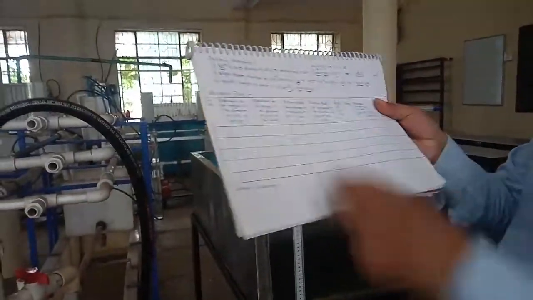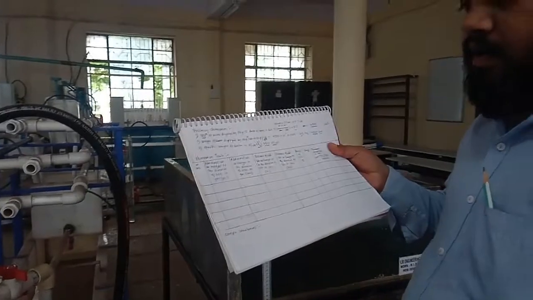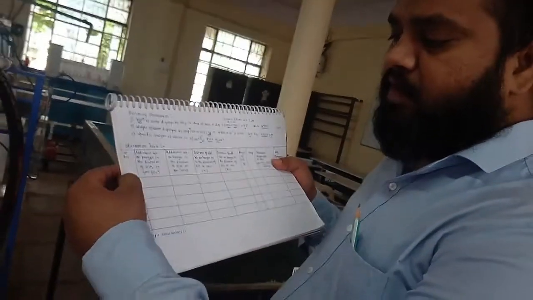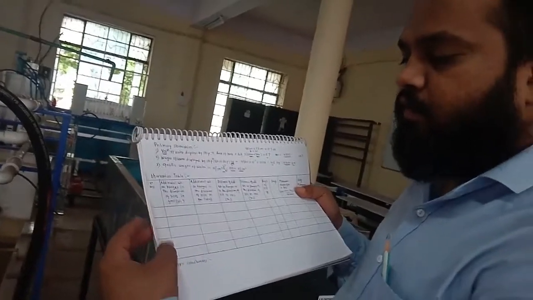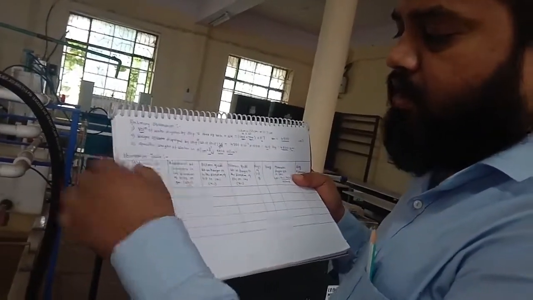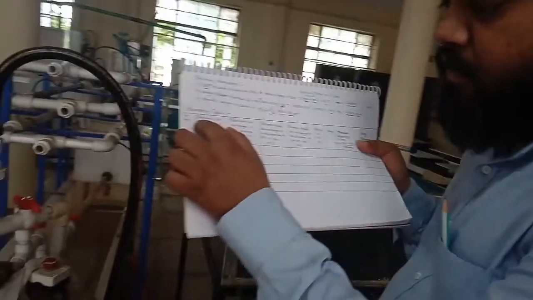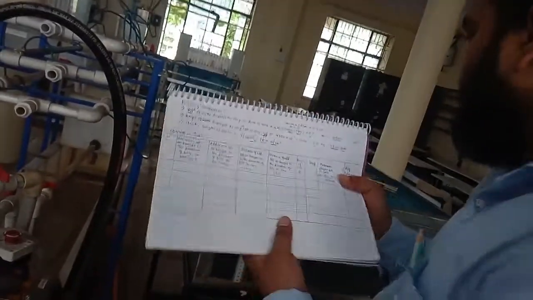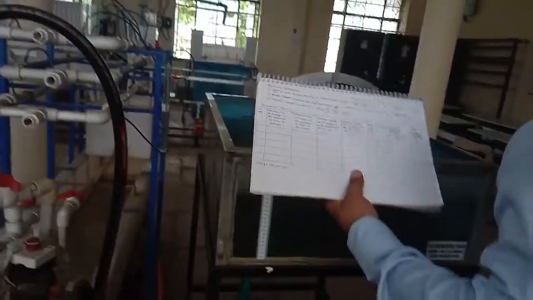So let us see this observation table. What do we observe in this observation? First, we note down the serial number, reading number 1, 2, 3, 4, 5. Then in the second column we see the additional weight on the hanger in the direction of tilt, W1. This is the hanger.